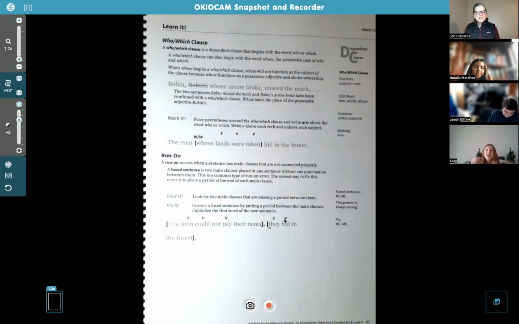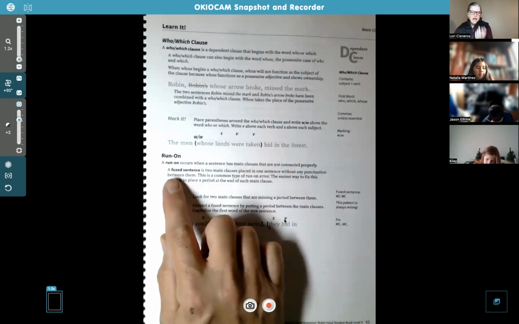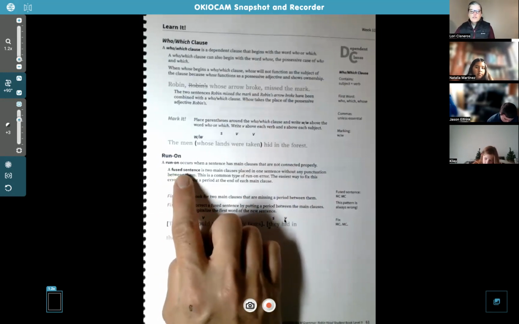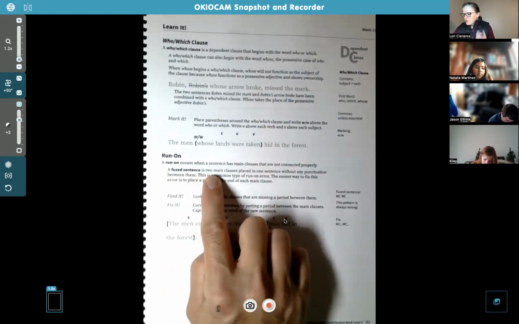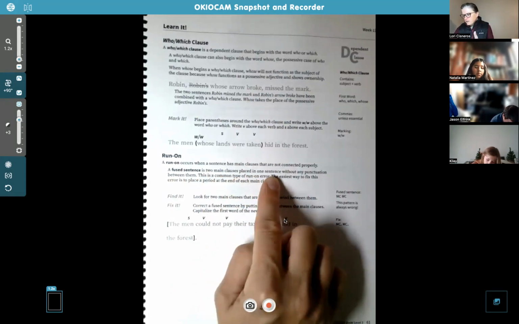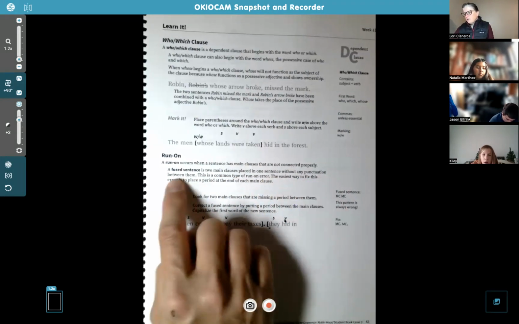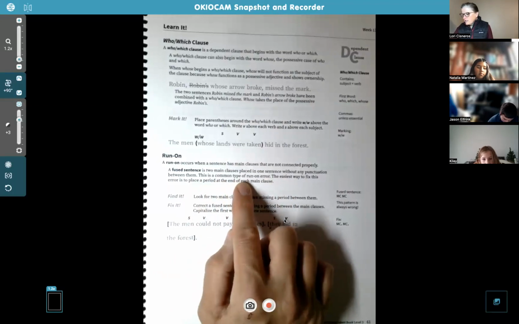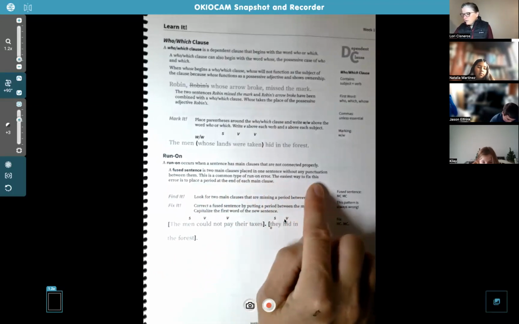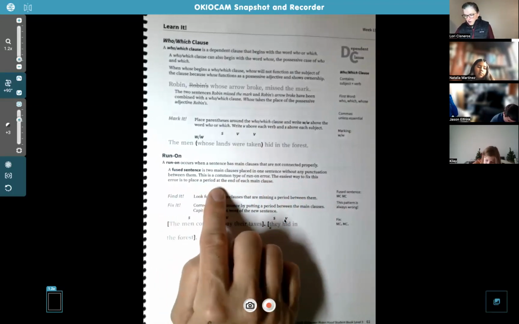It ends up like one period at the very bottom of the page, without any periods. That's a perfect example of a run-on sentence. It's basically when you've got a bunch of main clauses that you just put together. So there's a couple of different types. They're talking about a fused sentence here. It is two main clauses placed in one sentence without any punctuation between them. This is a common type of run-on error. The easiest way to fix the error is to place a period.